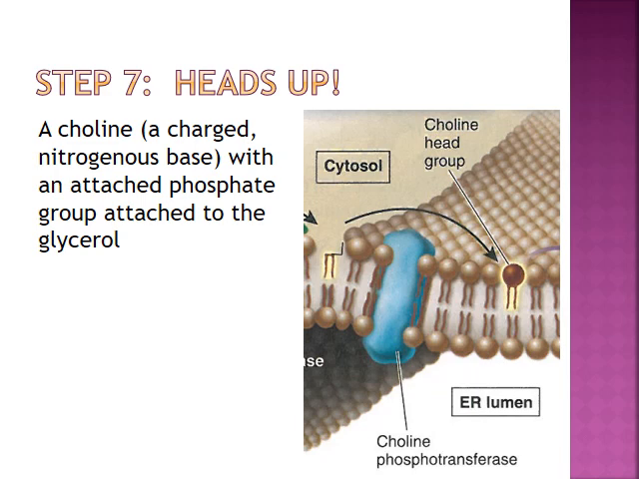So get all the pieces together, get them to the smooth endoplasmic reticulum, activate the fatty acid tails, add the glycerol phosphate head, insert it into the membrane, remove the phosphate, add a choline head, and now we have a completed phospholipid. Any questions?